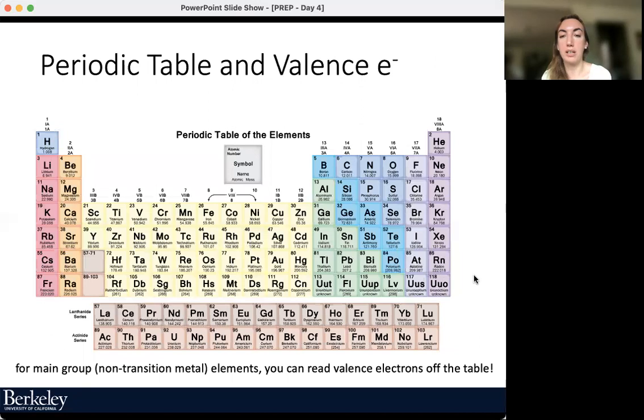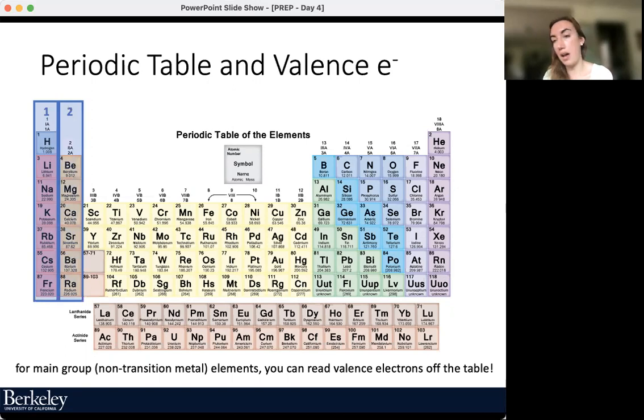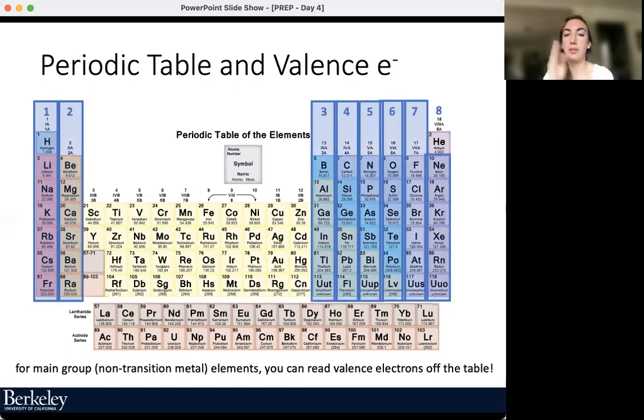So just showing it a little more zoomed in, this first column has 1 valence electron. The second column, they all have 2 valence electrons. And then 3, 4, 5, 6, 7.